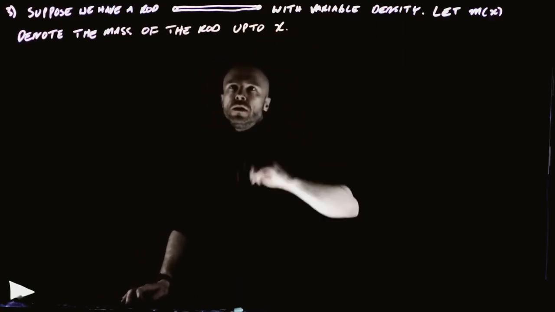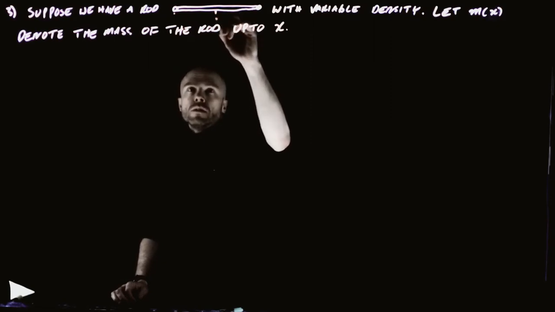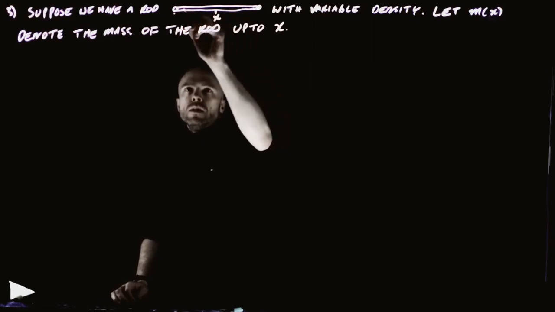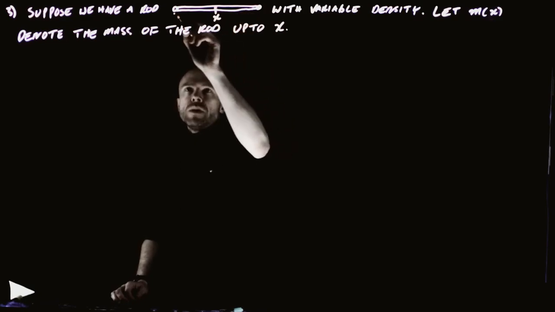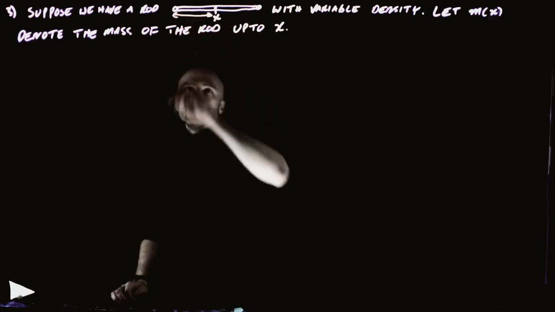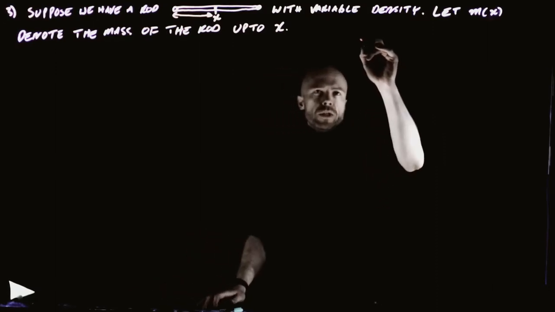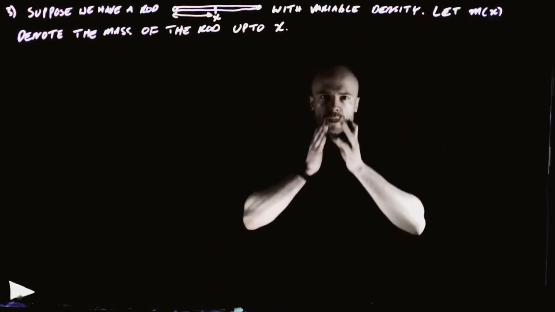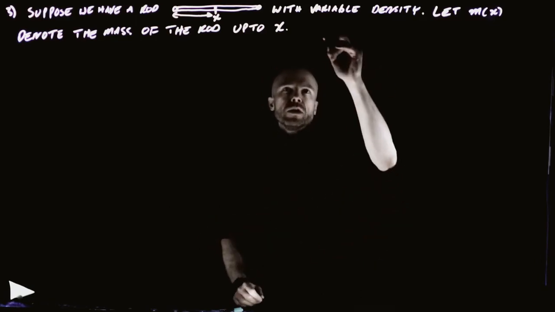Up to x, yeah? So if this is the start and this point here is x, then m of x is the mass up to this part right here. Yeah? So it's the mass of this part of the rod. So let's blow that picture up. If we want to try and understand what it means to have density at some particular x along the rod, what are we going to do?